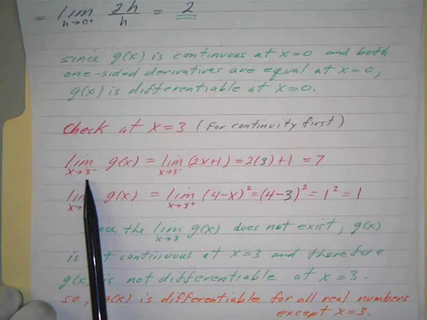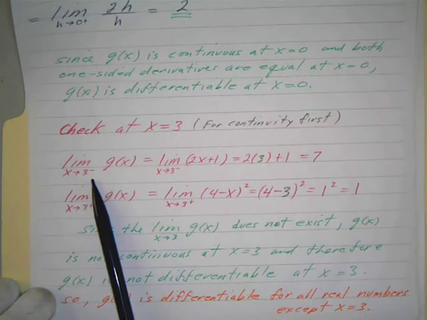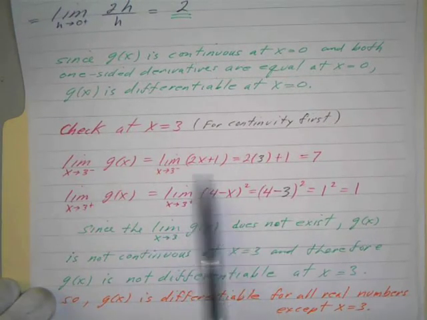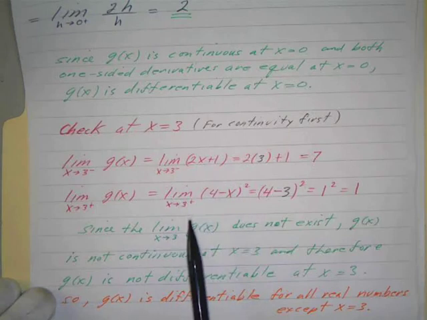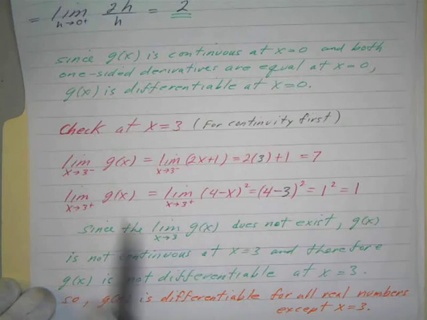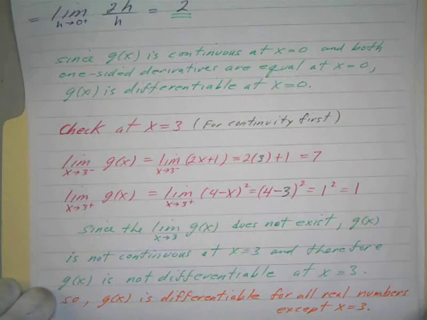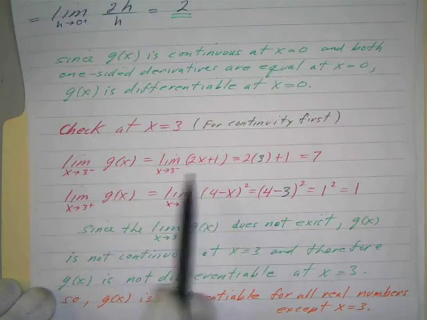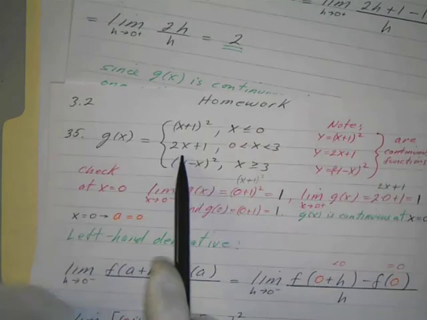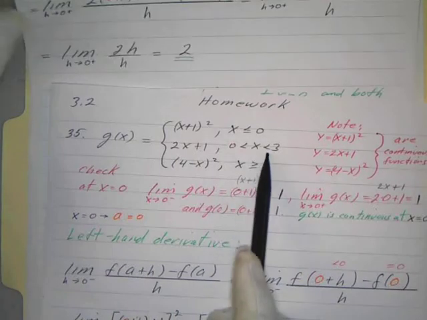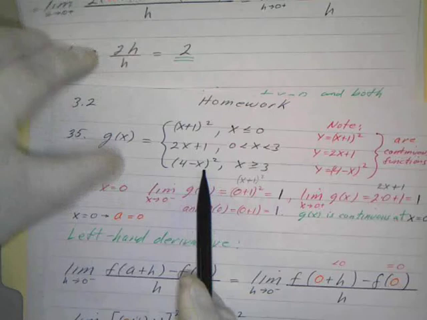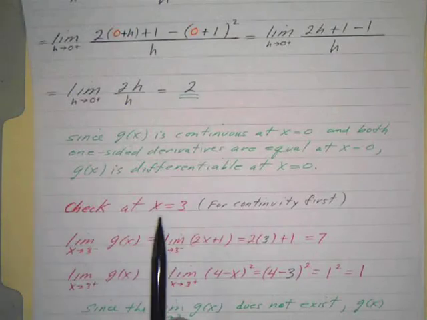Well, let's take the limit as x approaches 3 from the negative direction of g of x. Well, that's going to be this function here. Well, that's the less than. I'm sorry. Do I reverse these? Oh no, I'm at 3, excuse me. Yeah, I thought I was at 0. If you look at your function, this is going to be 2x plus 1 when x is less than 3, and then it's going to be 4 minus x squared when x is greater than 3. So I'll check both these values.